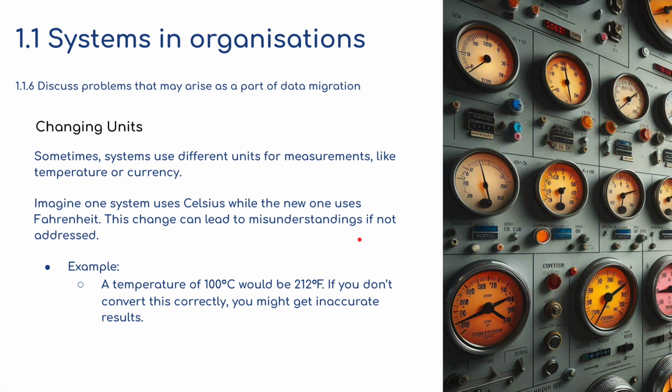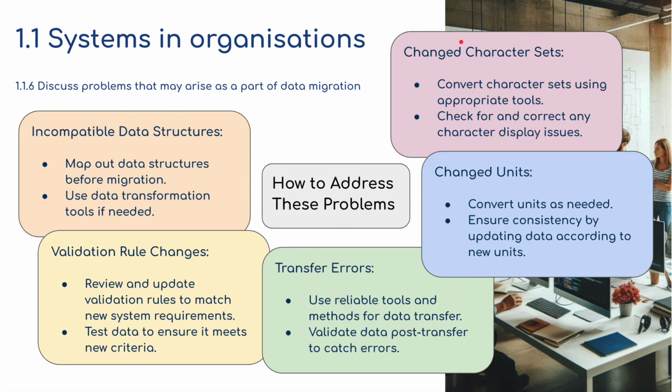Changing units. Sometimes systems use different units for measurements, like temperature or currency. Imagine one system uses Celsius and the new one has gone back to using Fahrenheit. This change can lead to misunderstandings if it's not addressed. For example, a temperature of 100 degrees C would be 212 degrees Fahrenheit. If you don't convert this correctly, you might get inaccurate results. You don't want degrees C at 212 when you're trying to boil water, otherwise it would just turn into steam and have gone away. So let's have a look at how to address these problems.